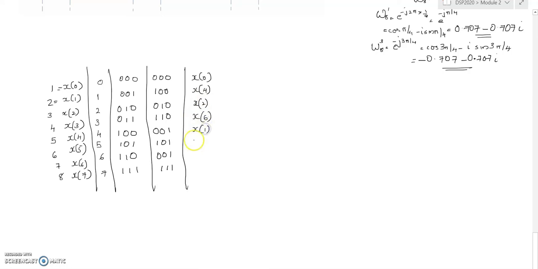x of 1, x of 5, x of... this becomes 0, 1, 1, forgive the mistake. The 110, when it is reversed, becomes 011. So this becomes x of 3 and this becomes x of 7. So x of 0 is actually 1, x of 4 is actually 5, x of 2 is actually 3, and x of 6 is 7.